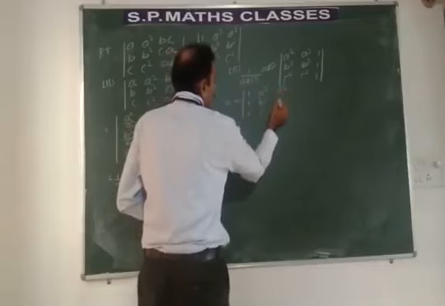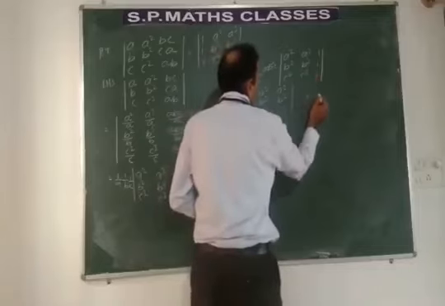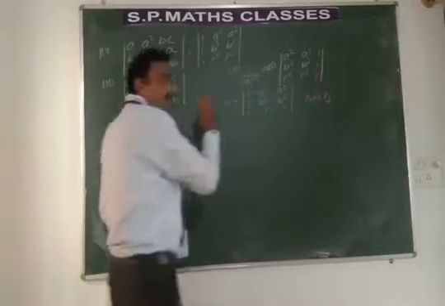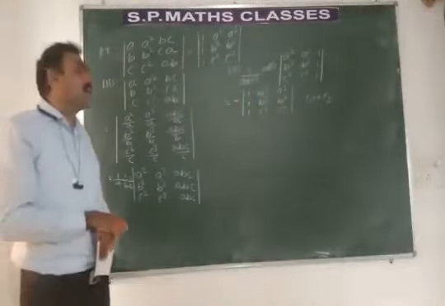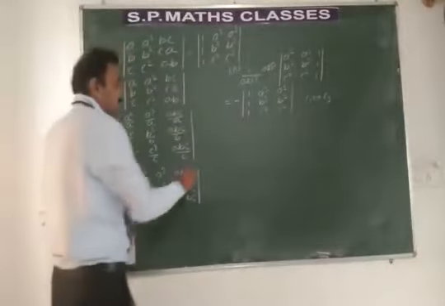What I have done now, I have interchanged first column and third column. So we have got negative sign. Use the properties. If you interchange any two columns or any two rows, sign will be changed.